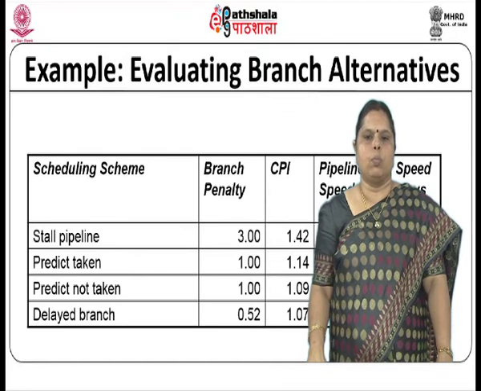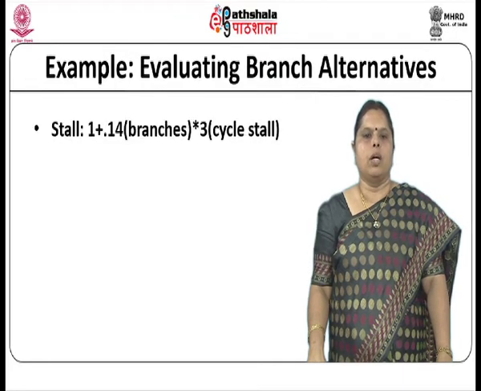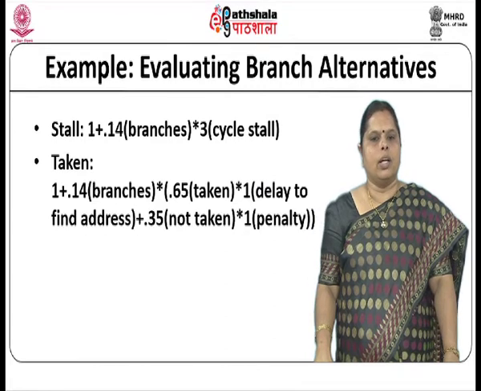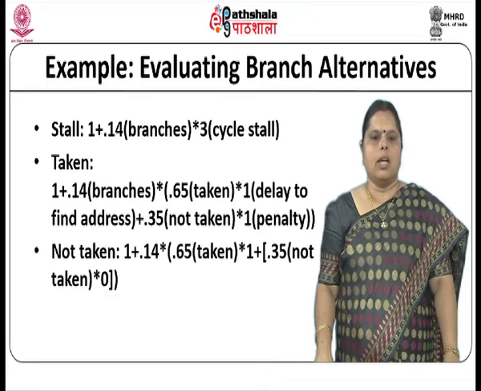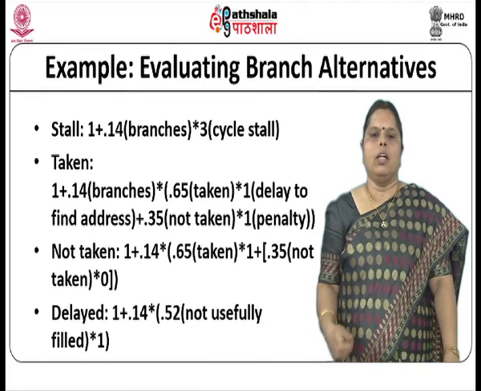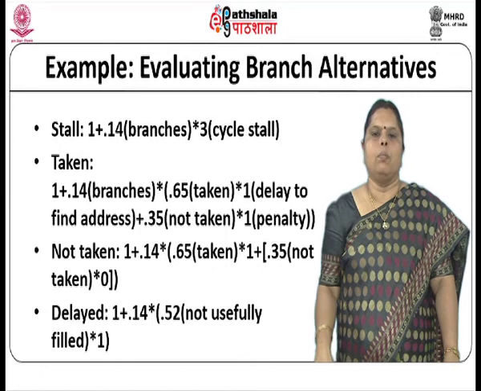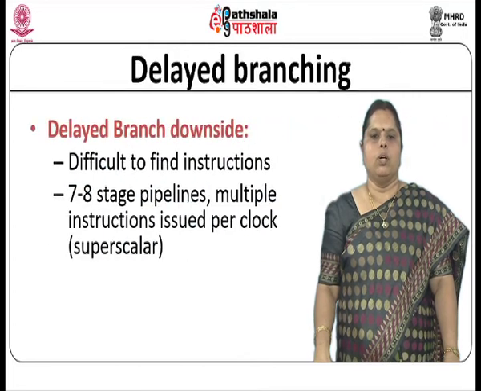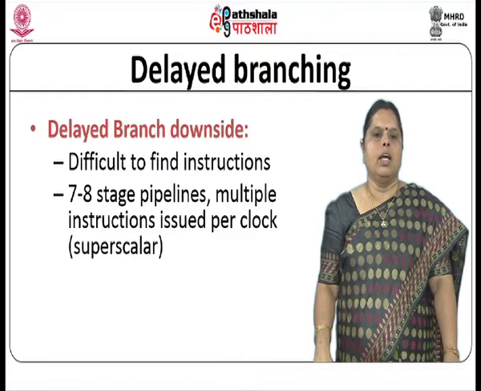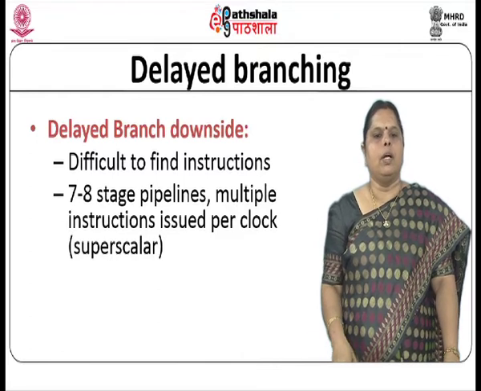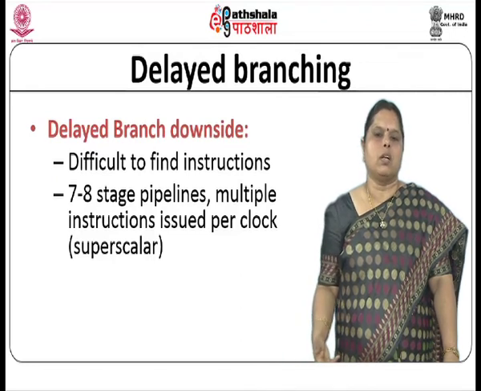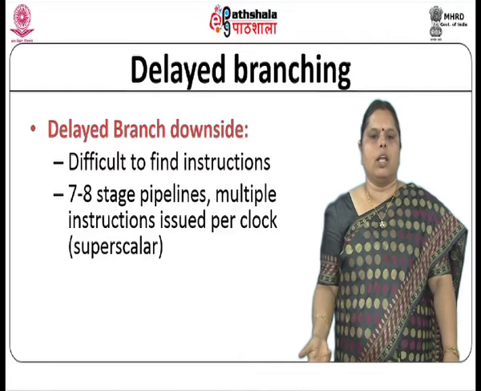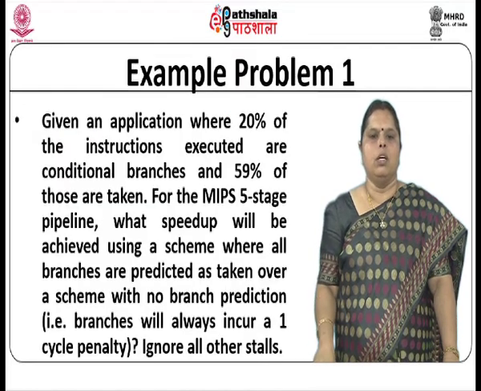You can just go through this problem, and depending upon the various branch alternatives that we have studied, whether you are looking at the stalling option or the branch taken option, the not taken option or the delayed branching option, you find that the delayed branching option gives you a better value of speedup. The downside of delayed branching is that it is difficult to find instructions. Particularly when you are looking at a deep pipeline with 7 or 8 pipeline stages, multiple instructions issued per clock in a superscalar and all that, it becomes very difficult to fill up the branch delays.